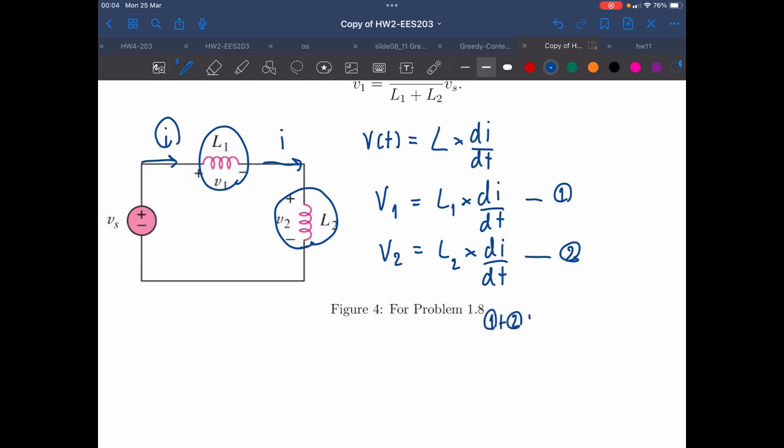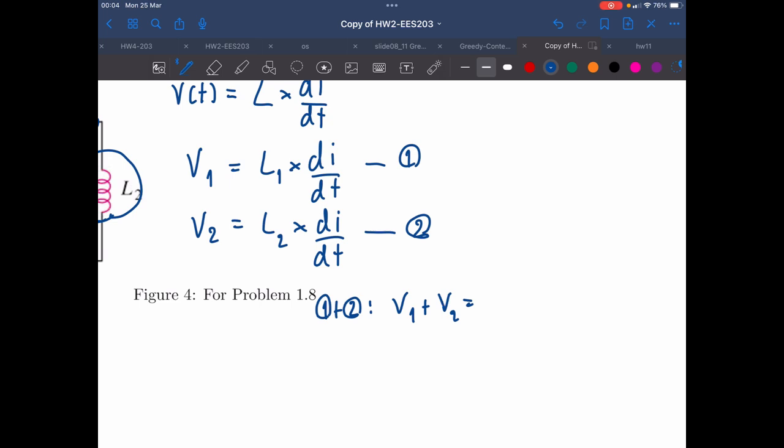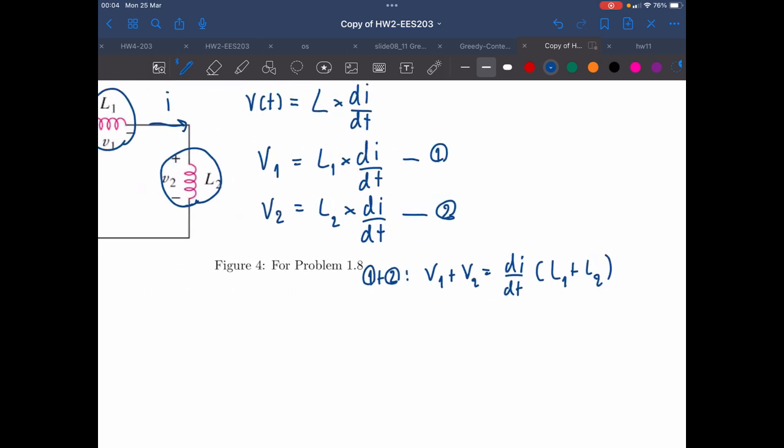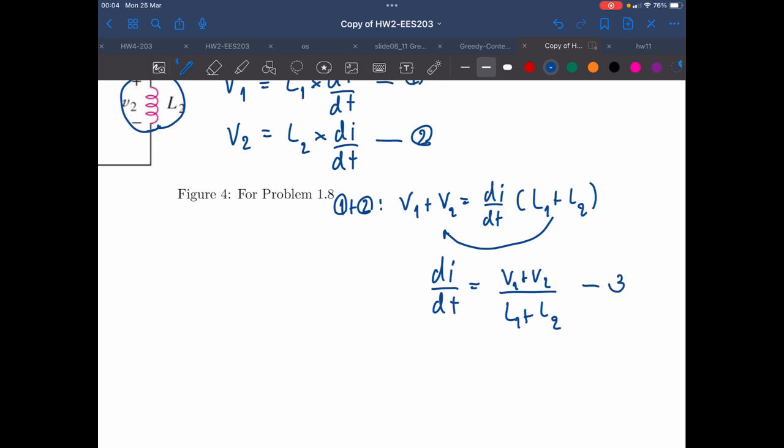1 plus 2. Alright? We combine it, we will get the voltage V1 plus V2 equals, I'm going to sort it somehow, the derivative of I with respect to t times L1 plus L2. Now, I'm going to move this value right here. So it's going to be like this. The derivative of I with respect to t equals V1 plus V2 divided by L1 plus L2. Now we get this equation, equation 3.